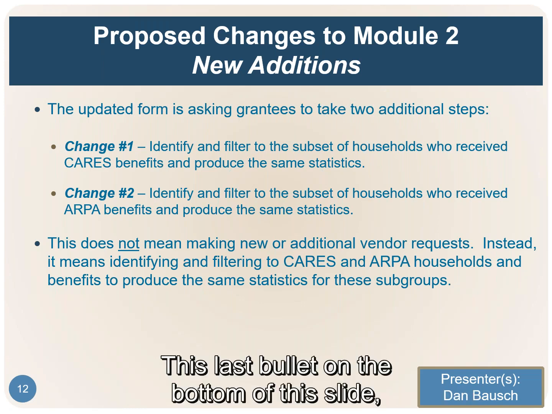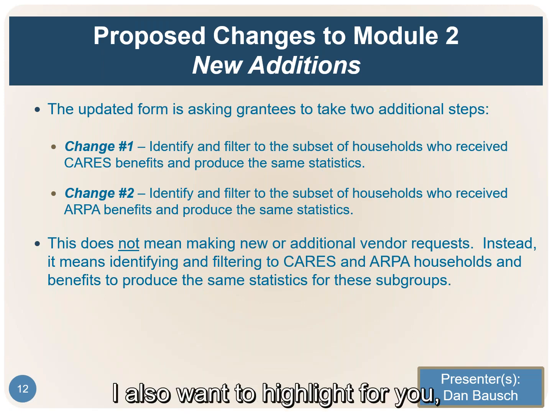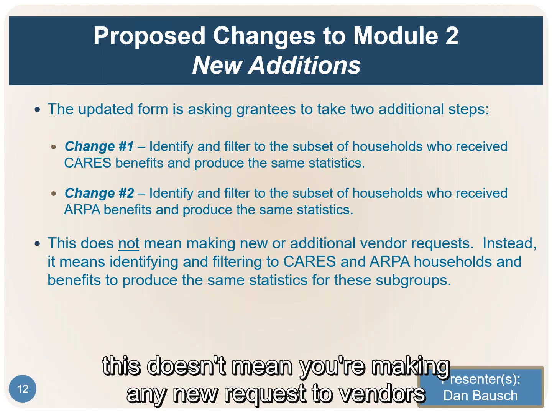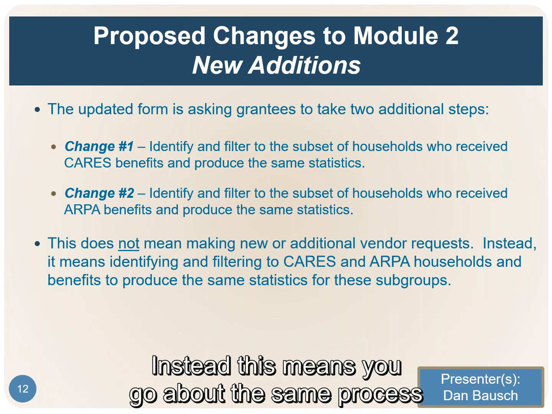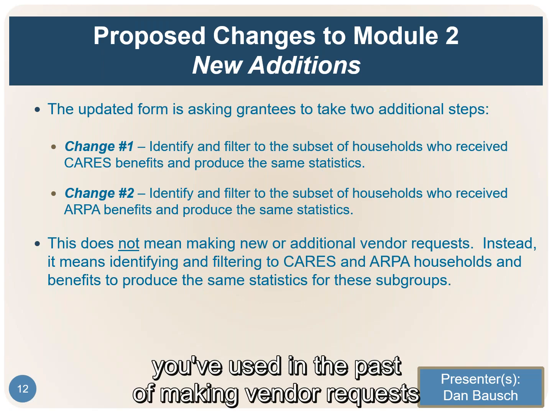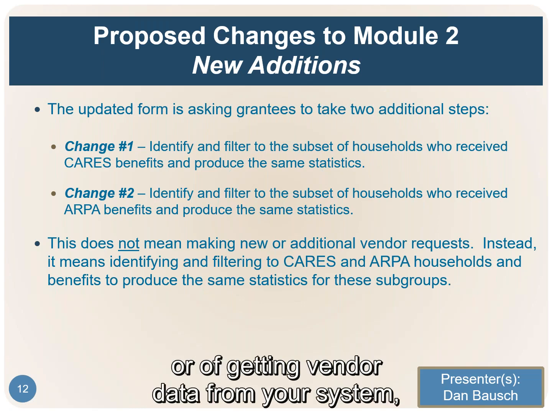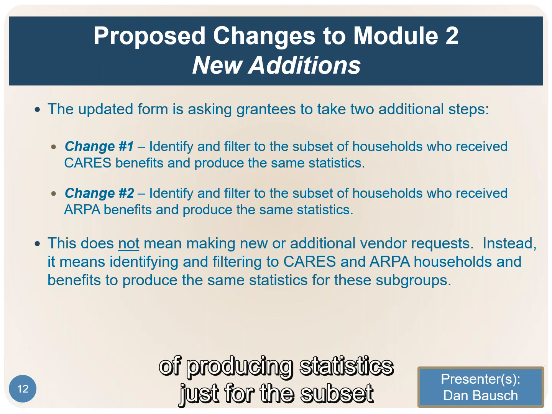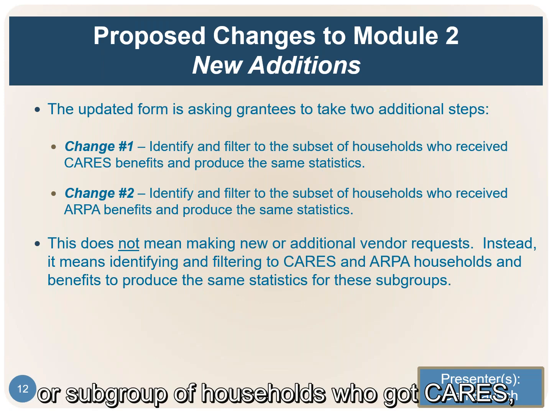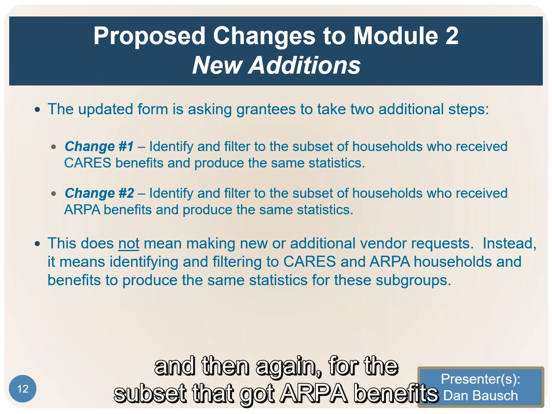This last bullet on the bottom of this slide, I also want to highlight for you. This doesn't mean you're making any new requests to vendors or you're sending them multiple requests. Instead, this means you go about the same process you've used in the past of making vendor requests or of getting vendor data from your system, producing the report, looking at overall impacts, but then taking these additional steps of producing statistics just for the subset or subgroup of households who got CARES, and then again for the subset that got ARPA benefits during 2021.